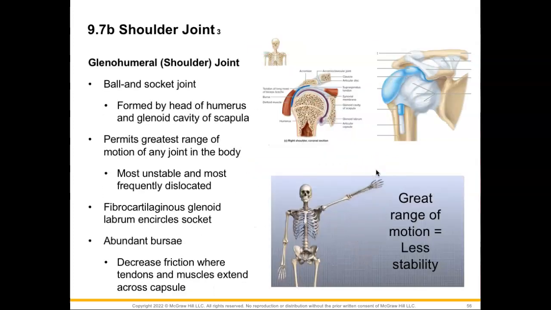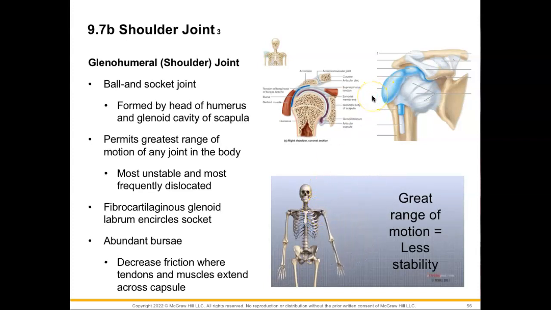Now for our glenohumeral joint, or better known as our shoulder joint. This is a ball and socket joint that's going to be formed by the head of the humerus and that glenoid cavity of the scapula, and it's going to permit the greatest range of motion that we'll see in any joint of the body, which also makes it the least stable. So it's the most frequently dislocated.